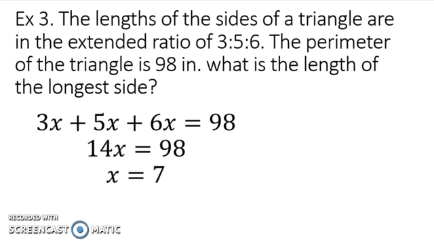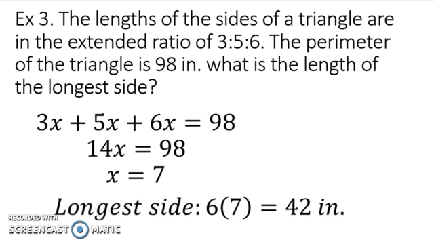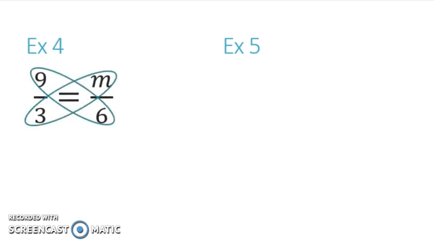The question is, what is the length of the longest side? So we substitute that back in to the longest one, which is 6x. 7 times 6 is 42 inches. Next thing we need to know is some proportions. So here we got a proportion, and we're going to cross multiply to solve. 3 times m is 3m. 9 times 6 is 54. So m equals 18. Right, we divide by 3.